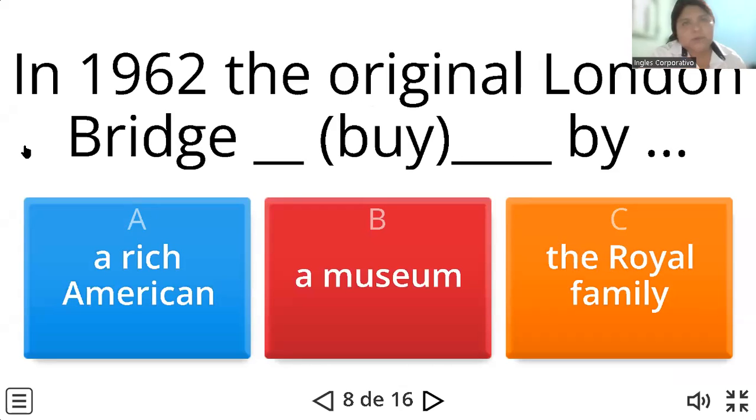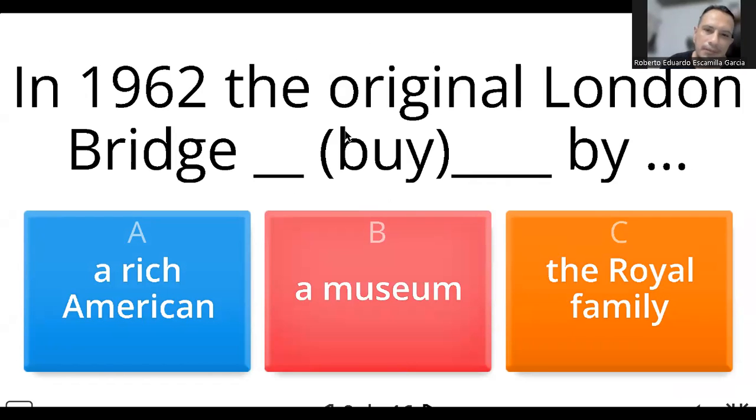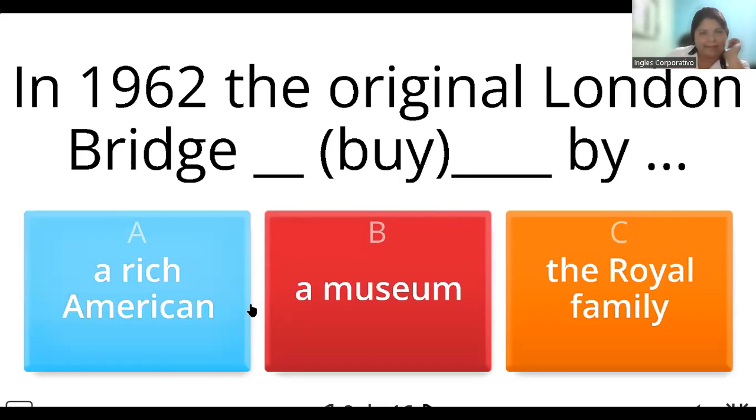In 1962, the original London Bridge was bought by a rich American, a museum, or the royal family. A museum. Are you sure? A rich American. Letter A. That's okay. Jenny says A. A museum.